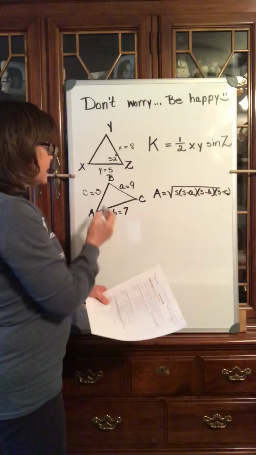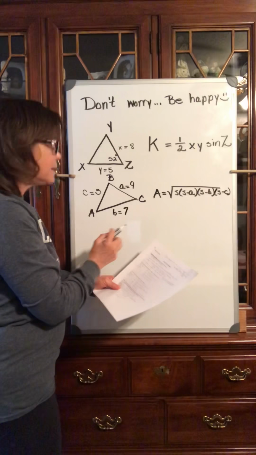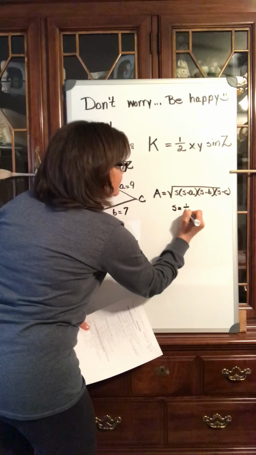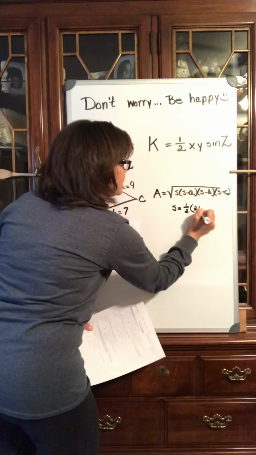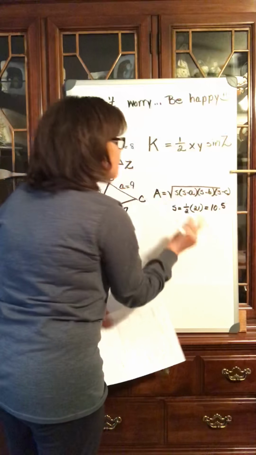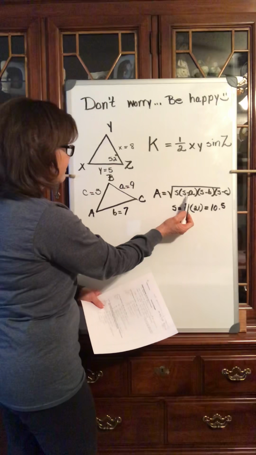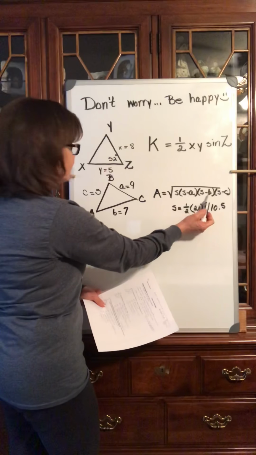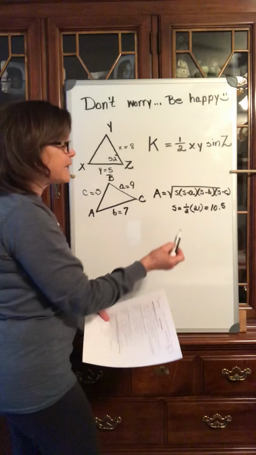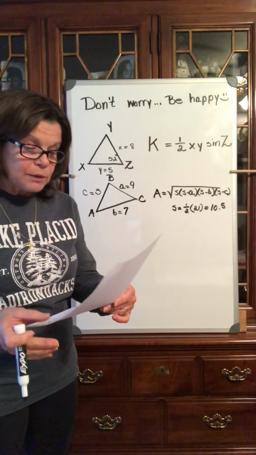So if you add up the sides, 9 plus 5 is 14, 14 plus 7 is 21. So S will be 1/2 of 21, so S is going to be 10.5. Plug all the information in, so it's going to be 10.5 times 10.5 minus 9, times 10.5 minus B, which is 7, times 10.5 minus C, which is 5. Once you do the calculation underneath the square root symbol, take the square root and that'll give you the area.